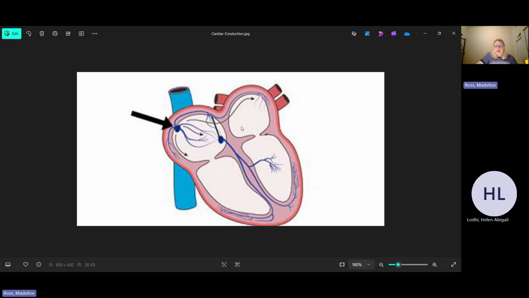And each one of these actually has its own separate heart rate, which sounds kind of weird, but basically, so like your Purkinje fibers, those are going to beat at about 15 to 20 beats per minute. Then your bundle of His is going to be about 40 to 60. Your AV node is about 60 to 100, and then your SA node is 100 to 120.